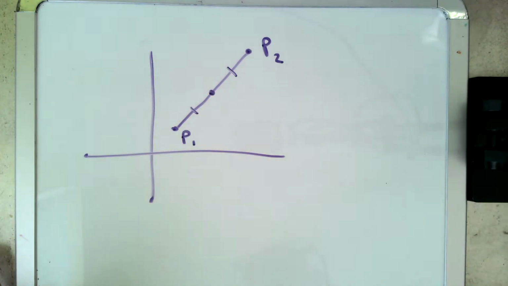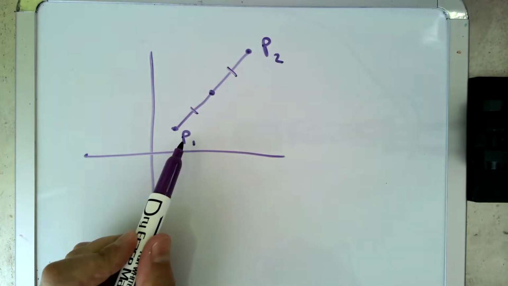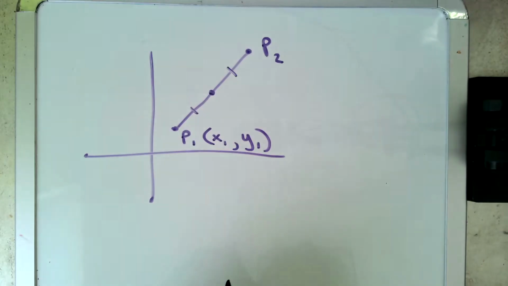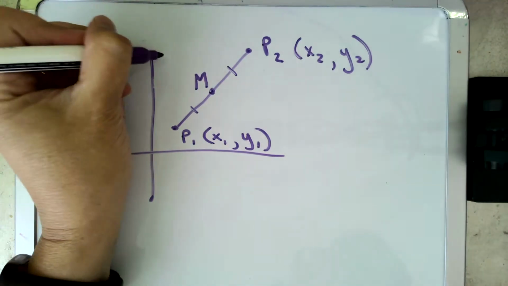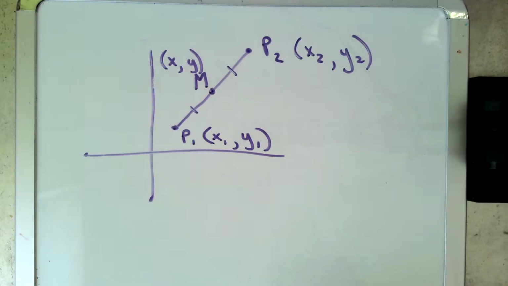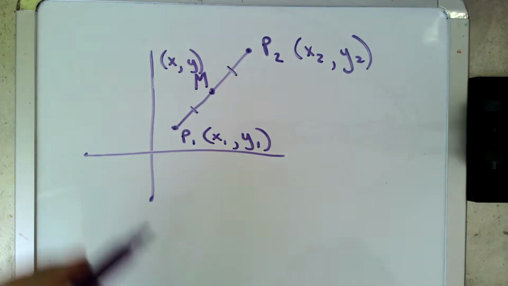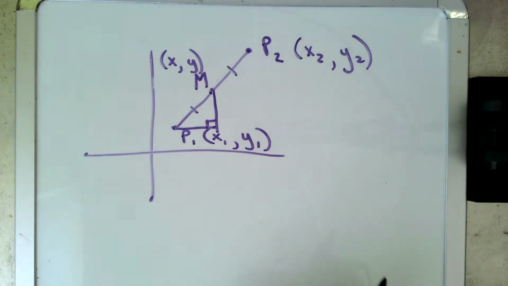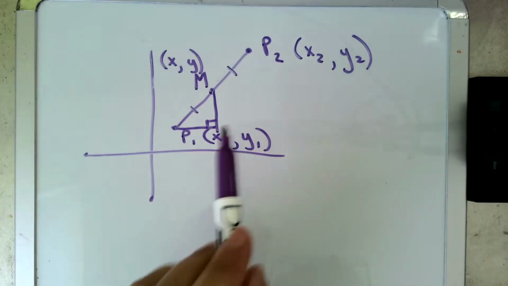So let's derive this formula. Let's say that we take our point 1 and we say that that is at x1 comma y1. And similarly, our p2 is at x2 comma y2. And let's say that our midpoint, M, is at x comma y. Okay, in order to derive this formula, I'm going to drop a vertical down from our midpoint and connect it up at a right angle to our point 1. And I'm going to do the same thing between point 2 and our midpoint.